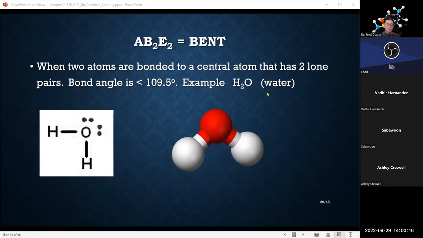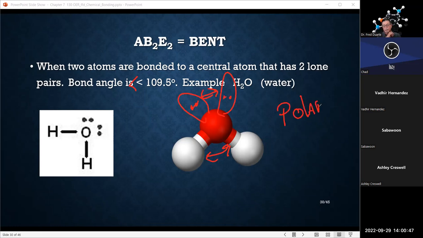A good example here is water, where we have AB2E2, and here we have two lone pairs. I'm drawing them like globes, and they're going to repel each other quite a bit, causing this bond angle to be much, much less than 109.5. It should be like a triple less than symbol, okay?